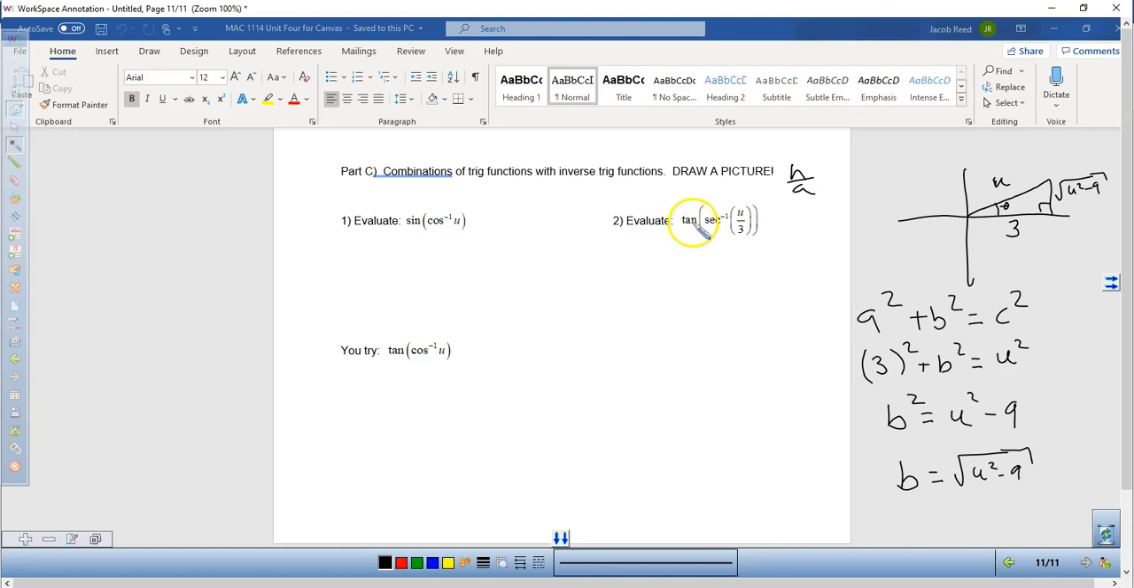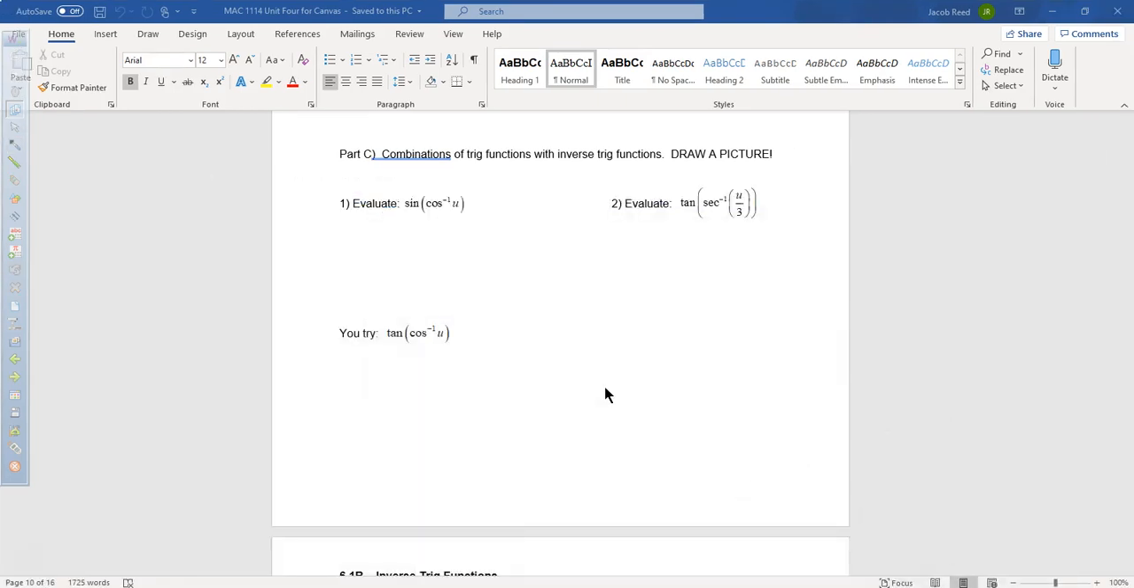All right, now I want the tangent. Tangent is opposite over the adjacent. So I have the root of u squared minus 9 over 3. All right, this is the part where you pause the video and try this last problem out.